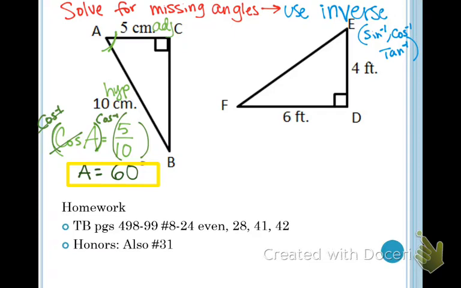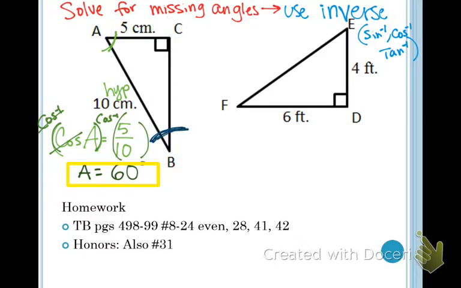Technically you could figure out the other angle without doing trigonometry, but if you were wrong and you just solved it because you know the angles add to 180, you would be wrong again. So I would wait until you're more comfortable with this before you do that. So we're going to solve for B.